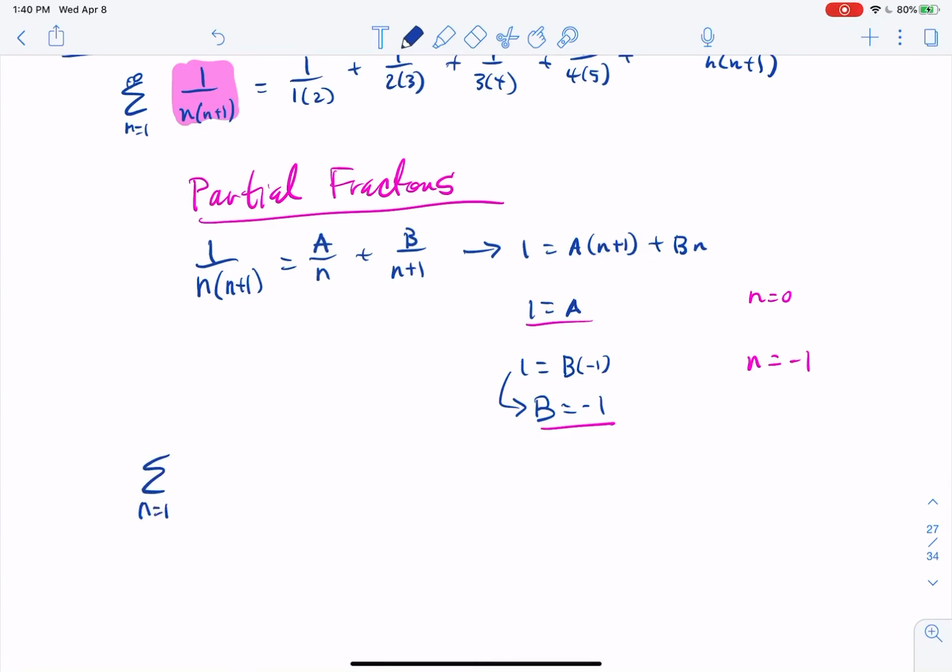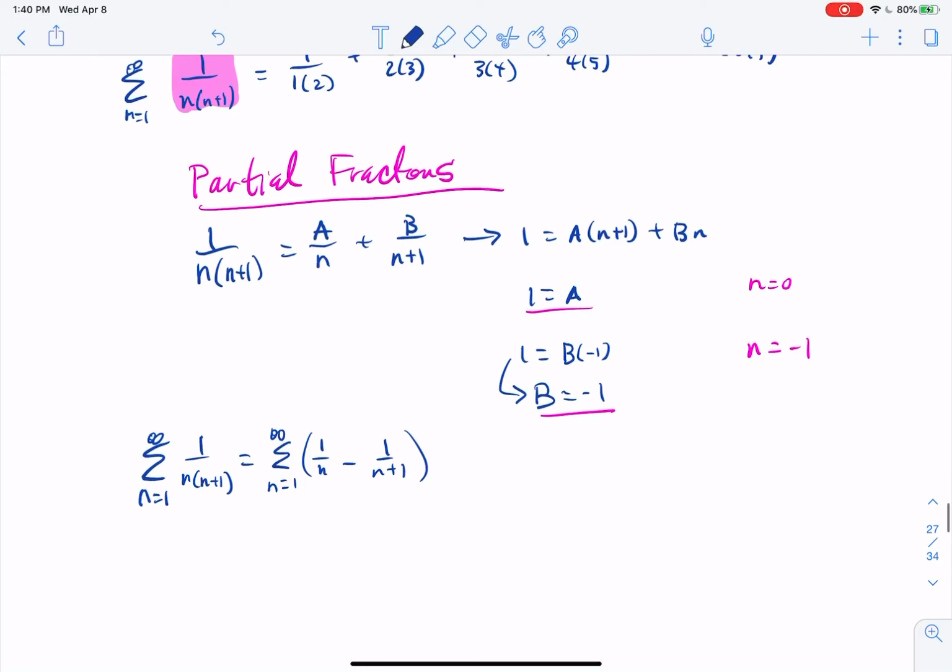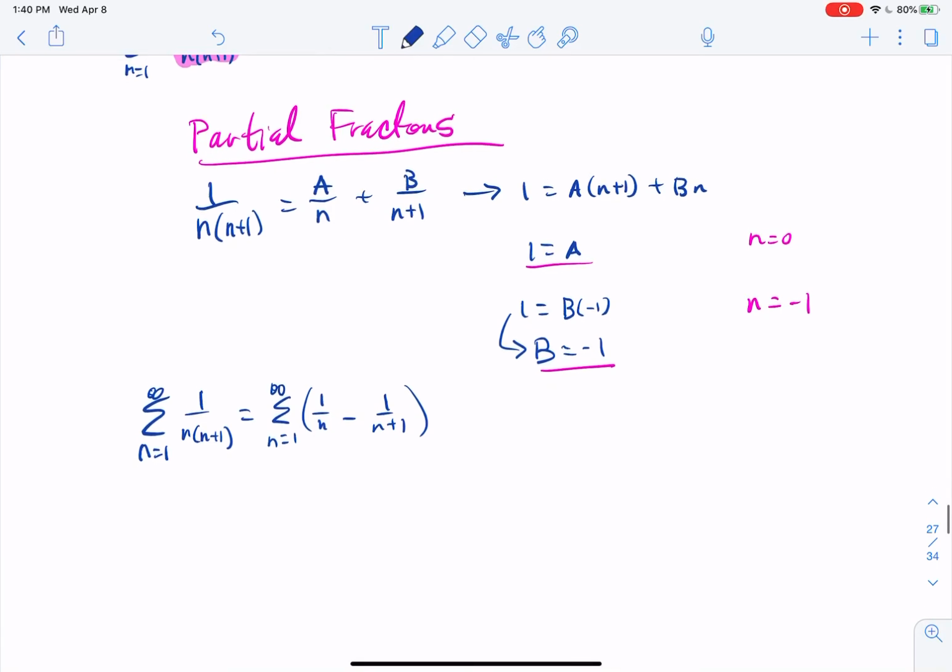From n equals 1 to infinity, 1 over n times n plus 1 is the same thing as the summation from n equals 1 to infinity of 1 over n minus 1 over n plus 1, whenever I put the terms together. Okay, so now I'm just going to rewrite the sum using this new partial fraction decomposition formula.